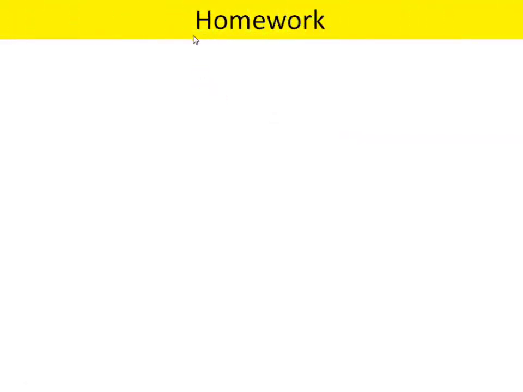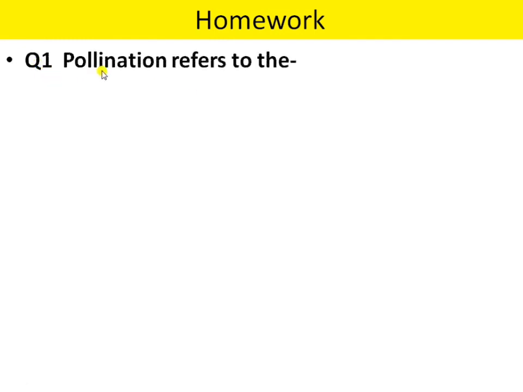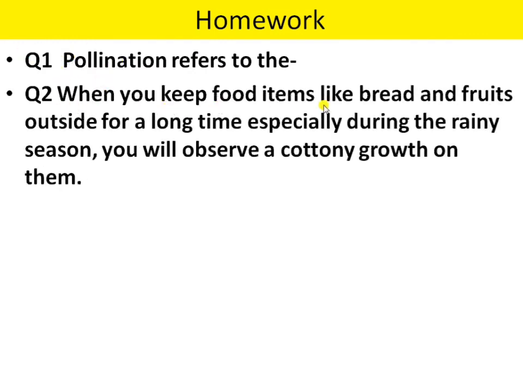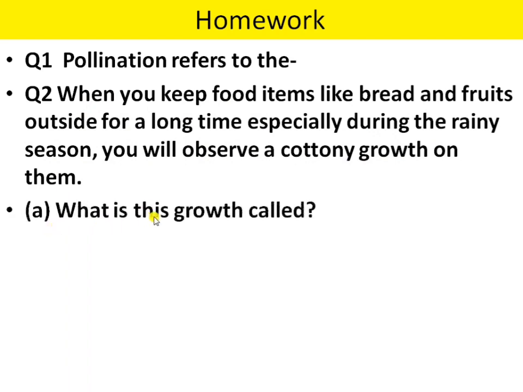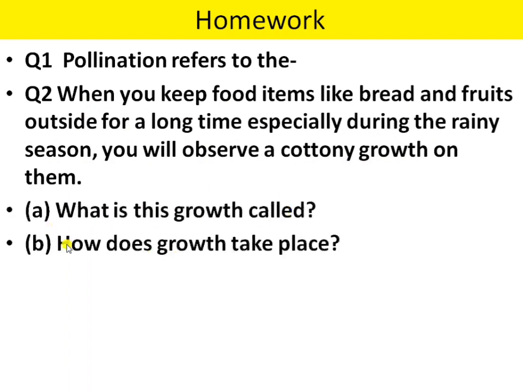Next is the homework of lecture number 2. The first question: pollination refers to. You have to define pollination. What is pollination? Second, when you keep food items like bread or fruit outside for a longer time, especially during the rainy season, you will observe a cotton-like growth on them. What is this growth called? And how does this growth take place in these fruits and bread?